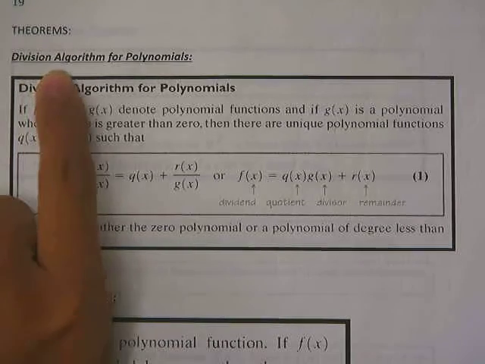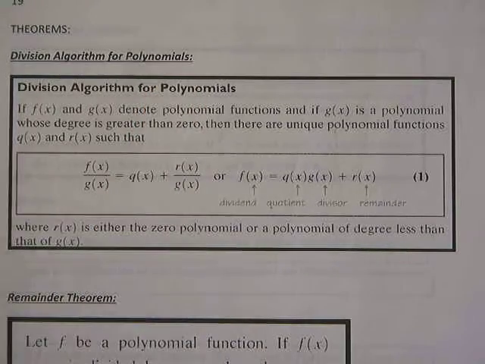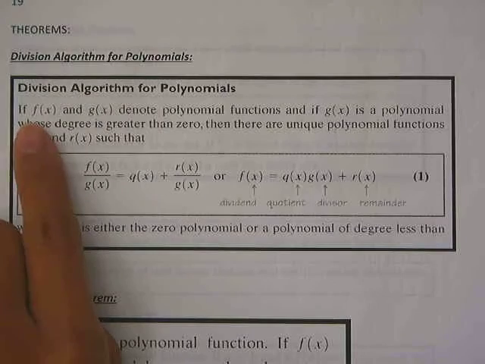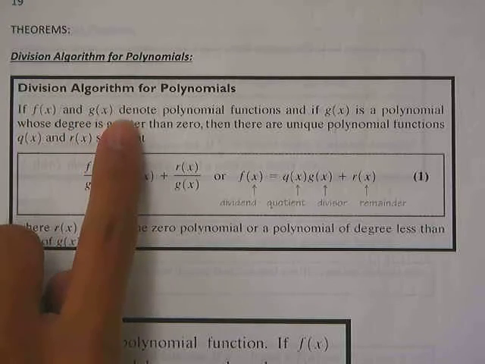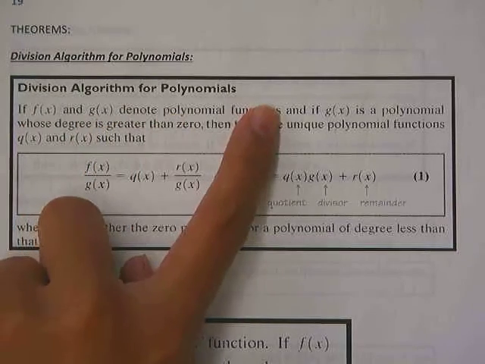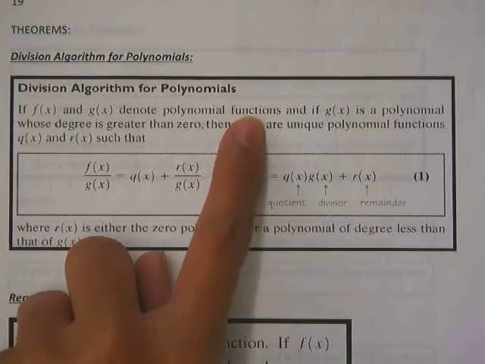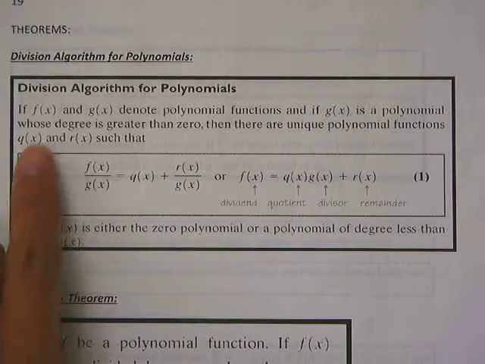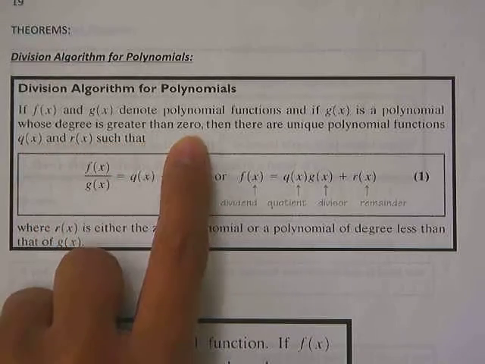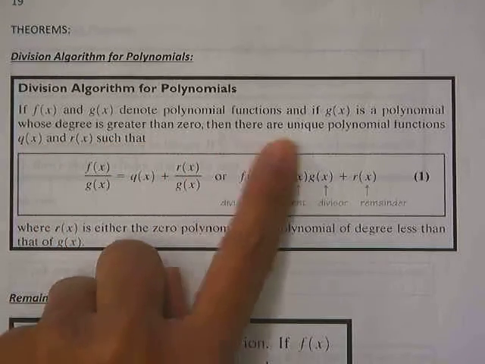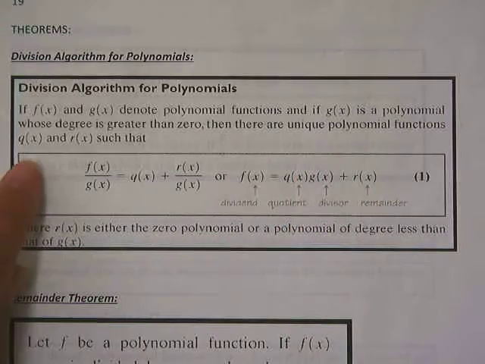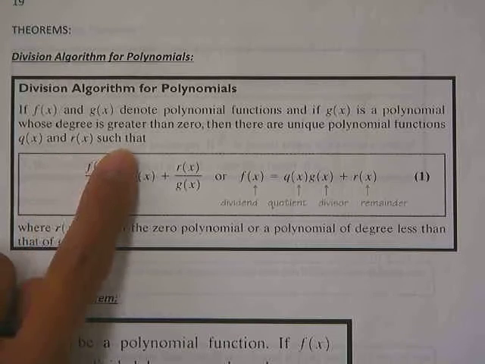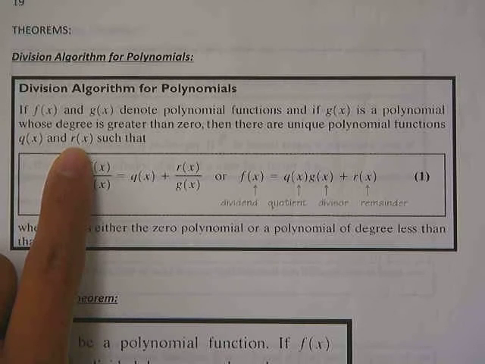Division algorithm for polynomials. It says, if f of x and g of x denote polynomial functions, okay, that means they're two different polynomial functions, and if g of x is a polynomial whose degree is greater than 0, then there are unique polynomial functions q of x, which is the answer, and r of x, such that, so r of x is going to be our remainder function, such that.